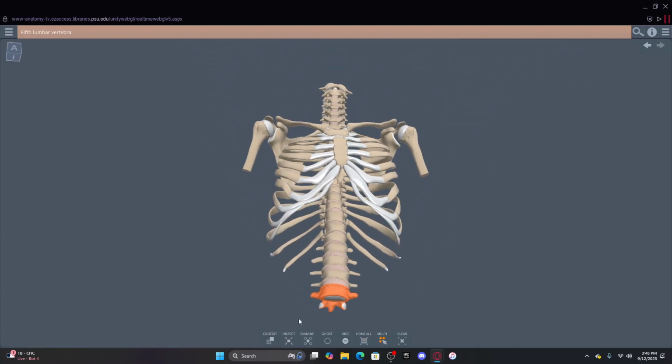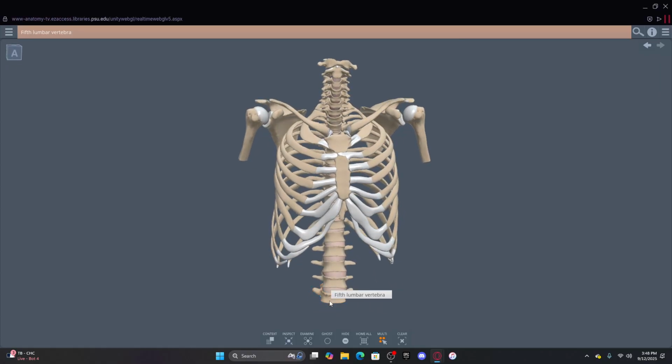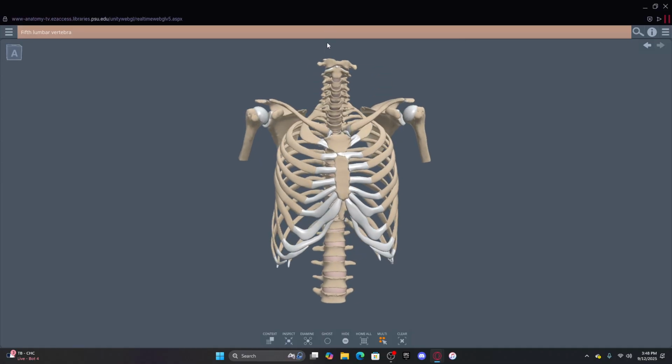So now that we have that, I'm going to go over the cross-sectional directions, and then we're going to move into the dry bones. So the first cross-sectional direction is sagittal. Sagittal goes from superior to inferior, and it splits the body into two right and left halves.